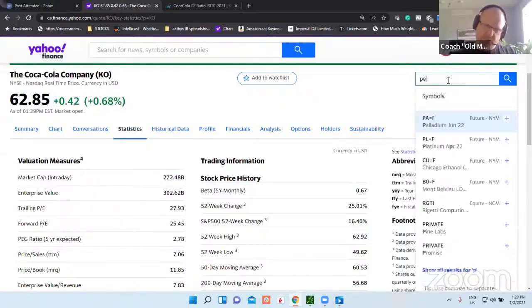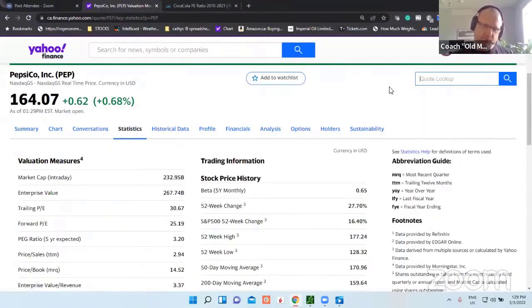So in that case, it would be overvalued. But if we look at something of a similar nature, and Pepsi would definitely fall in that, well, their PEG ratio is 3.20. So you could make the case that Pepsi is a little bit overvalued as compared to Coca-Cola.